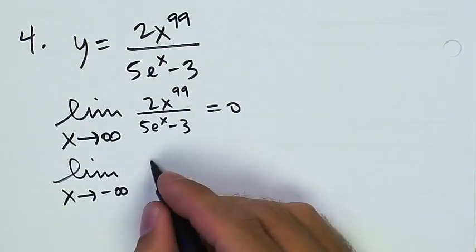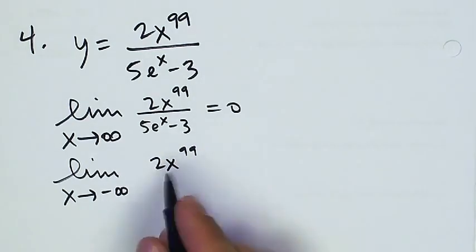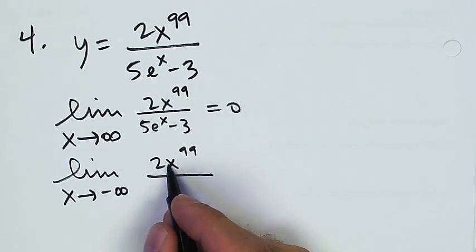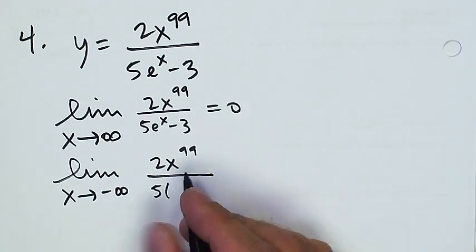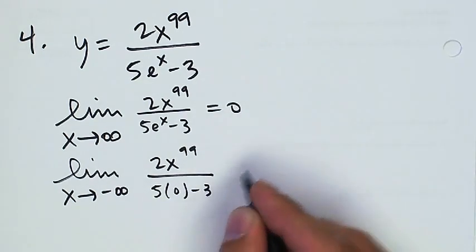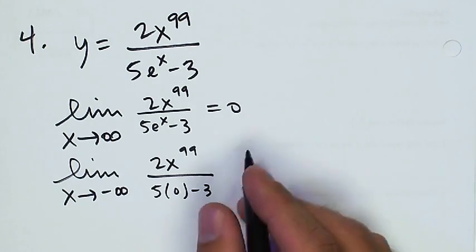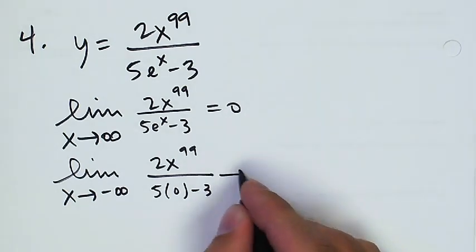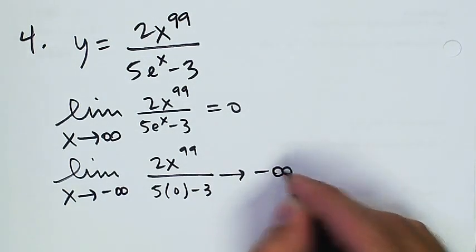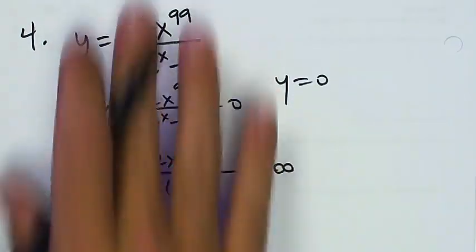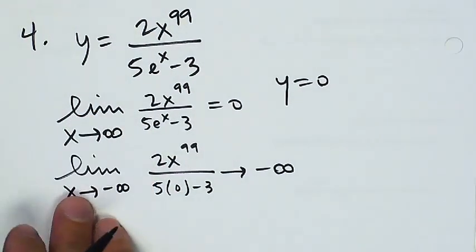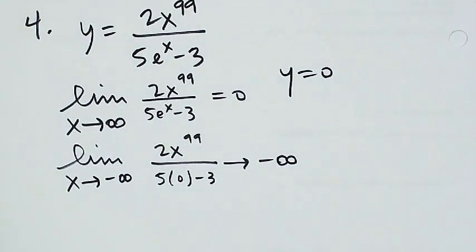Now, as x approaches negative infinity, 2x to the 99 is approaching negative infinity because you put a negative number to an odd power, it's going to come back negative. Double it, even more negative. Over 5 times something that's getting really close to 0, minus 3. Okay, so this is really going to negative infinity. But it only asks for the horizontal asymptote, so I'm going to say y equals 0. Okay, but in the discussion of horizontal asymptotes, you have to be considering limits at infinity, and I figured I would just evaluate that limit for you as well.